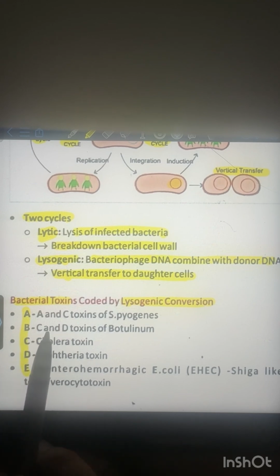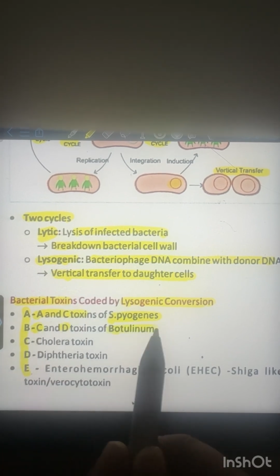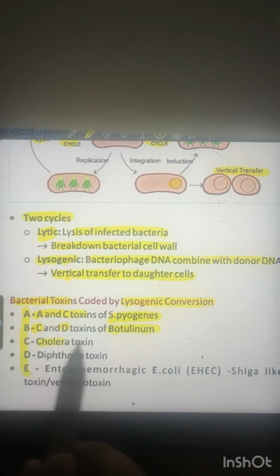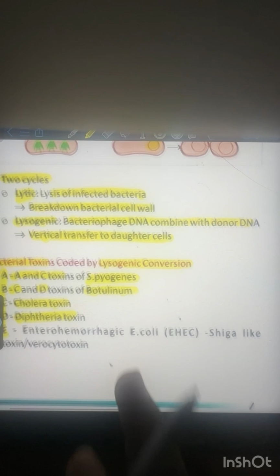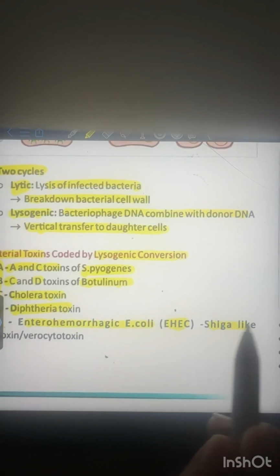The A and C toxins of Streptococcus pyogenes. Then B, the B and D toxins of botulinum toxin. So B for botulinum toxin. A is going to be A and C of Streptococcus pyogenes. Then C, simple. C for cholera, the one I only know. So cholera toxin. D I know which bacteria, diphtheria toxin. And E for enterohemorrhagic E. coli. If you read the bacteriology section, you know that enterohemorrhagic E. coli has the Shiga-like toxin or verocytotoxin.